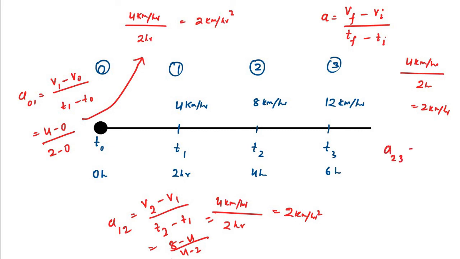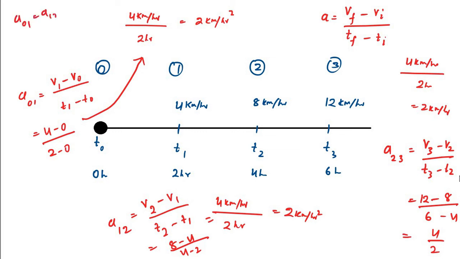Acceleration from 2 to 3, it is v3 minus v2 by t3 minus t2, which is 12 km per hour minus 8 km per hour divided by 6 minus 4, which is t3 minus t2. Again it is 4 by 2, which is 2 km per hour square. So here if you see, acceleration at every point is constant. a01 equals a12 equals a23. For the entire duration, acceleration is constant.